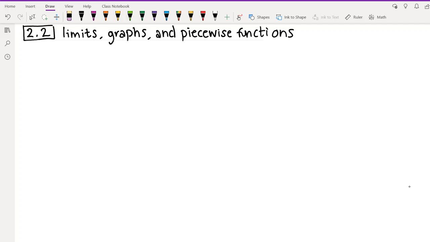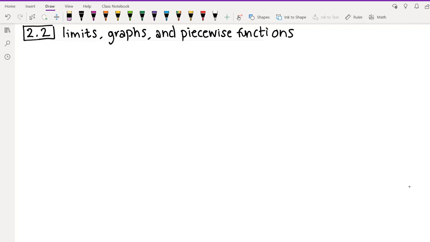Hi everyone. So in this video, we're going to be continuing to talk about limits, but we're now going to be focusing on finding limits by looking at a graph. And specifically, we'll see that using graphs is especially useful when we're talking about piecewise functions. So we'll get into really focusing on piecewise functions for most of this video.